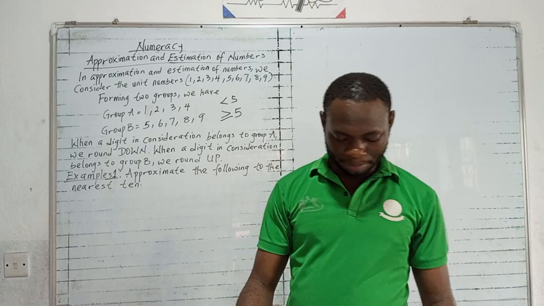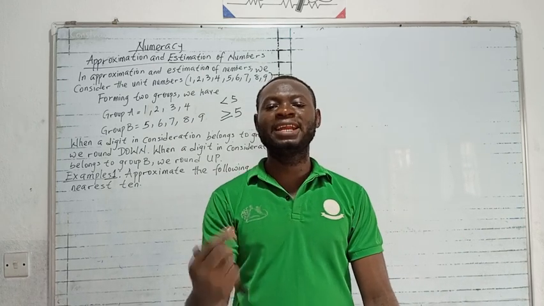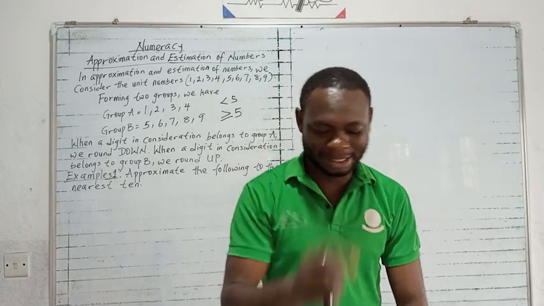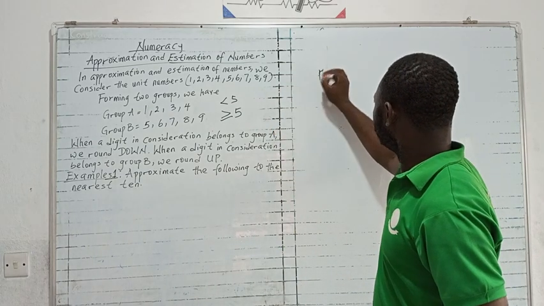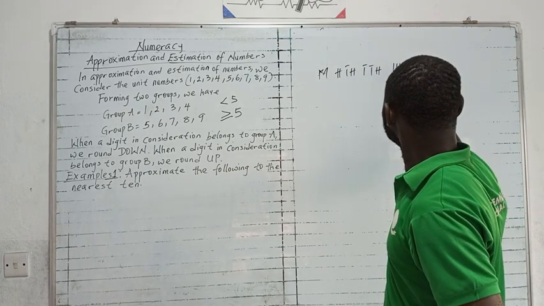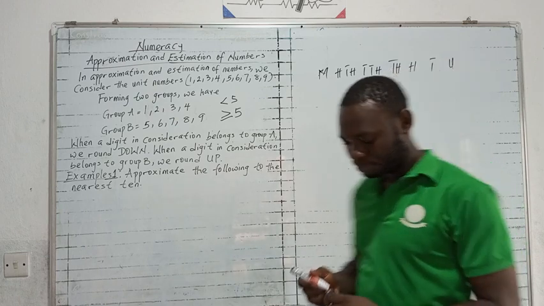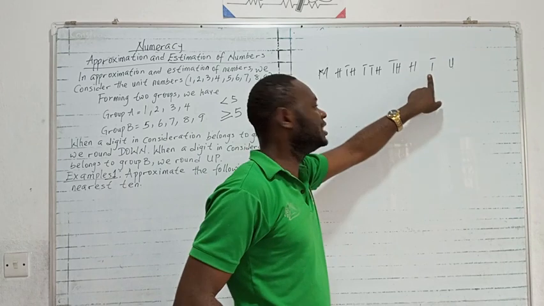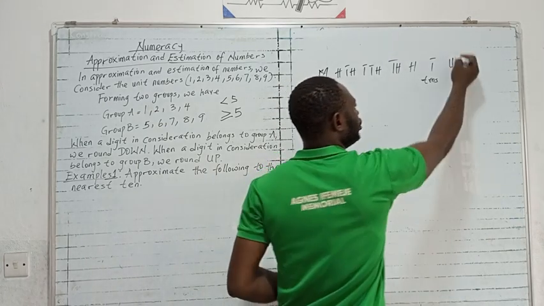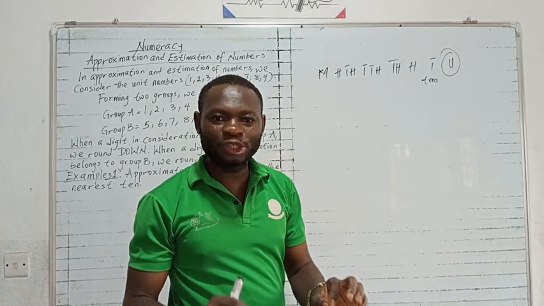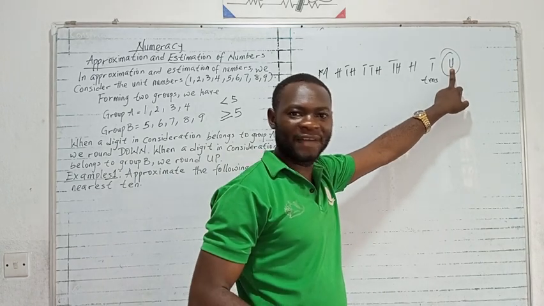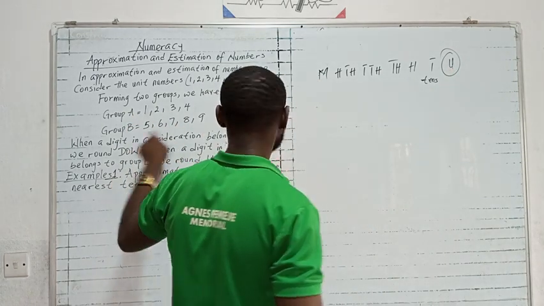Now, for example, if your question says round to the nearest tens, what place value did you hear? Tens. Okay, let me have the place values: million, hundreds of thousand, tens of thousand, thousand, hundred, tens, and units. Whenever the question says round to the nearest tens, you consider the digit in the unit place value, meaning, is the digit in Group A or in Group B?